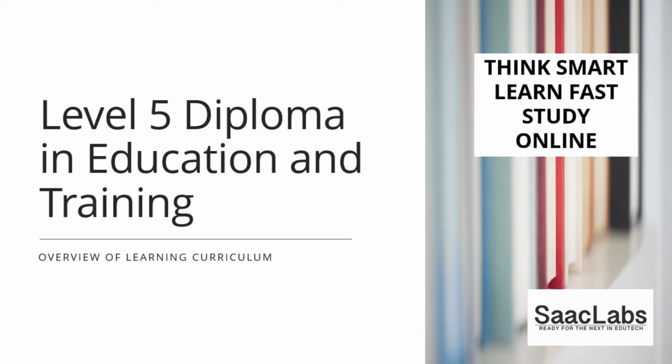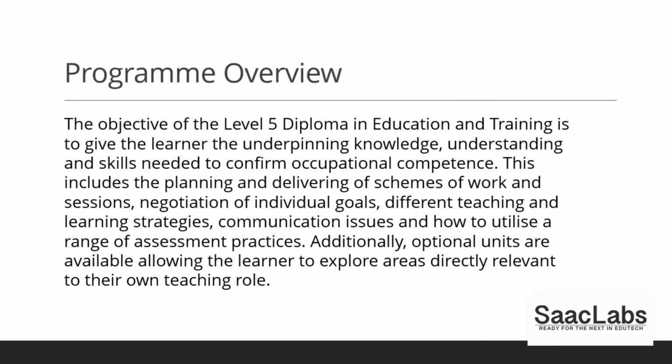The purpose of the Level 5 Diploma in Education and Training is to give you the knowledge, understanding and skills that you need in order to confirm occupational competence. This diploma will include the planning and delivering of schemes of work and training sessions, negotiation of individual learning goals. It will also include different teaching and learning strategies that we are going to cover. We'll also focus on certain communication issues and how to utilize a range of assessment practices in order for you to further develop within your field as an education and training practitioner.